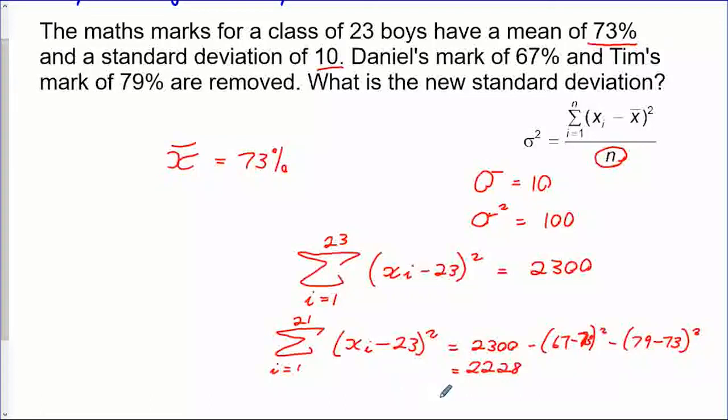So what in fact I get is that the new standard deviation is going to be 2228 over 21, and that would be the variance. So I then need to square root it. We work all of that out, and we get about 10.3. So the standard deviation has increased slightly.